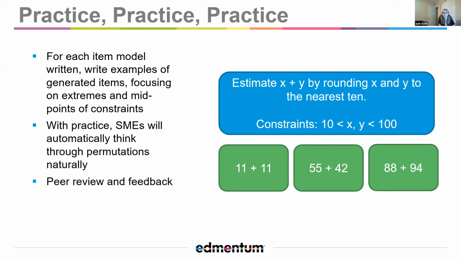Peer review and feedback is also really helpful: looking at other people's item models and seeing if they make sense, and giving peer feedback just like in traditional item writing. And if you are fortunate to get to a point where you have field tested multiple items through the item generation process, have SMEs involved in that data review conversation. Looking at the data from all items generated from the same model and seeing what the variance of item difficulty is, and whether that is what was intended, can help SMEs understand how subtle differences in your item model and generated items can affect difficulty.